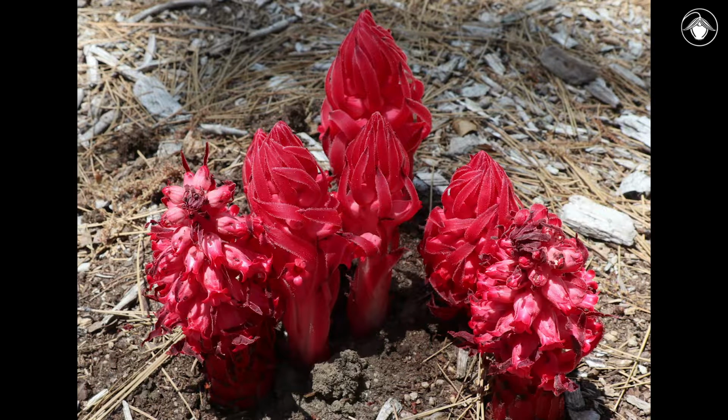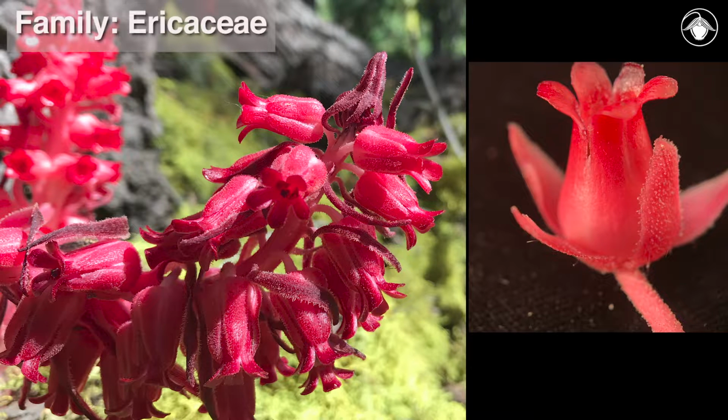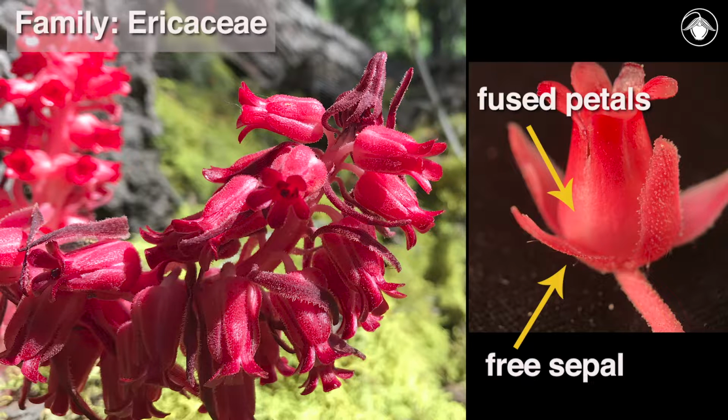Snow plants have leaf-like scales in the inflorescence, which is a stout raceme of densely arranged flowers. Examining the flowers, we can see features that snow plants share with other members of the Ericaceae. The flowers have 5 free sepals that are fleshy and glandular pubescent, and 5 petals that are mostly fused into an urn-shaped corolla.